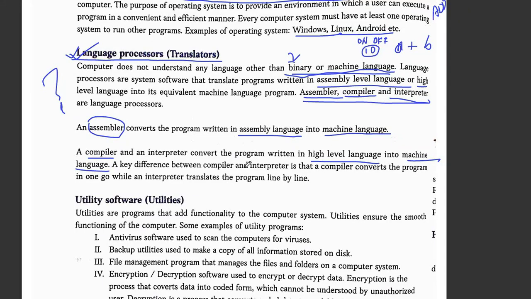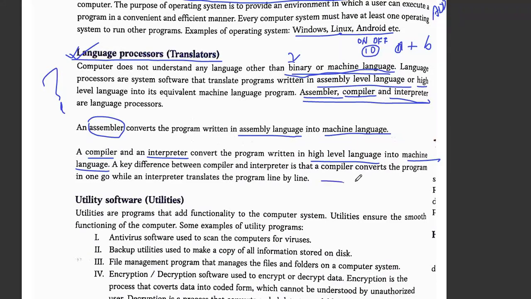Sometimes you will also be asked a question: what is the difference, if both a compiler and an interpreter convert the program written in high-level language into machine-level language? So why do we need two of them? We can just do our work by using one. Okay, but we need two of them because they have some differences. It will be asked in the examination, what is the difference between a compiler and an interpreter? You can tell that the compiler converts the program in one go, while an interpreter translates the program line by line.